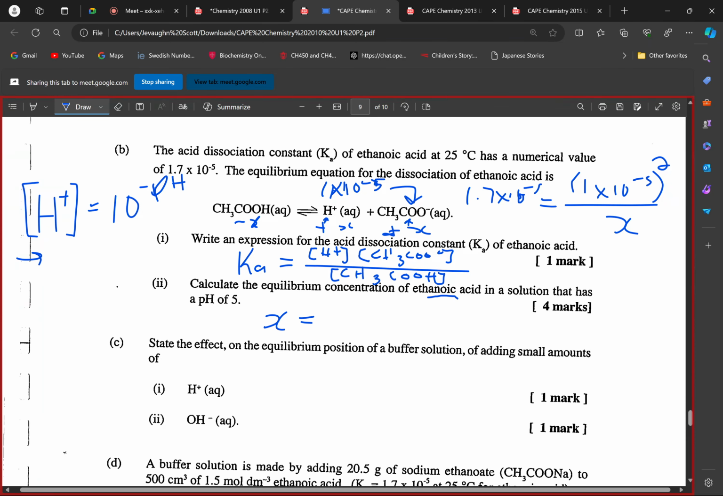So all we do is square the top, because those will be the same at equilibrium. It's 1 times 10 to the negative 5 times 1 times 10 to the negative 5. So that's 1 times 10 to the negative 5 squared, and then we divide it by the unknown concentration. We don't know it, so we call it X. And then that will be equal to our Ka that is provided. All we do now is transpose. Does that make more sense?